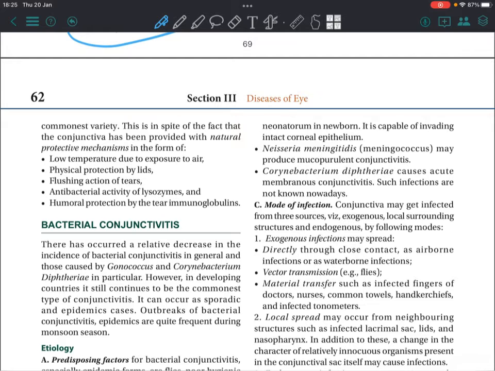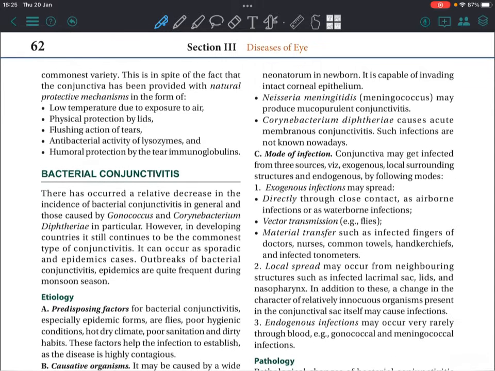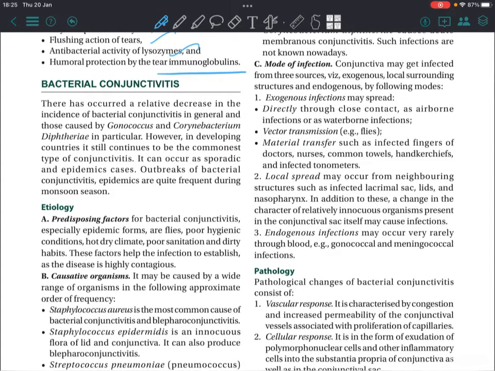In fact, the conjunctiva has been provided with a natural protective mechanism in the form of low temperature due to exposure, physical protection by eyelids, flushing action of tears, antibacterial activity by lysozymes, and humoral protection by tear immunoglobulins. Bacterial conjunctivitis.